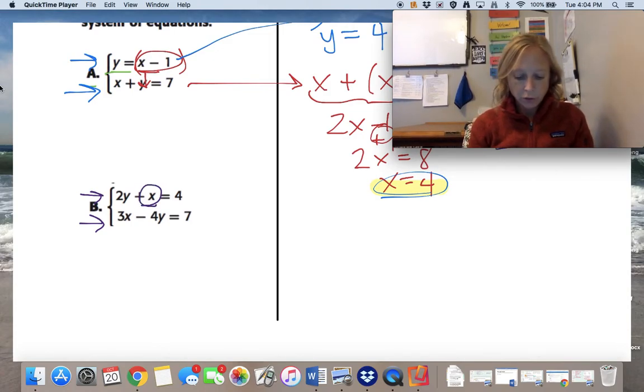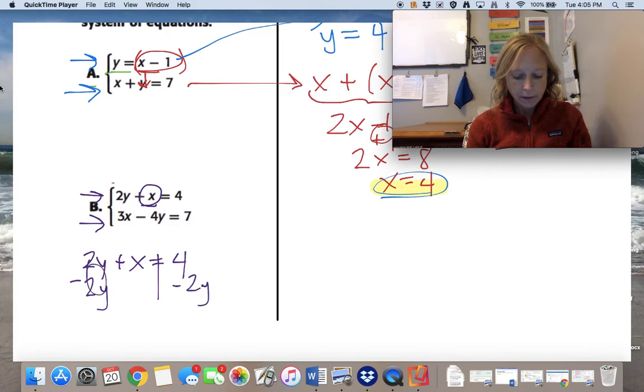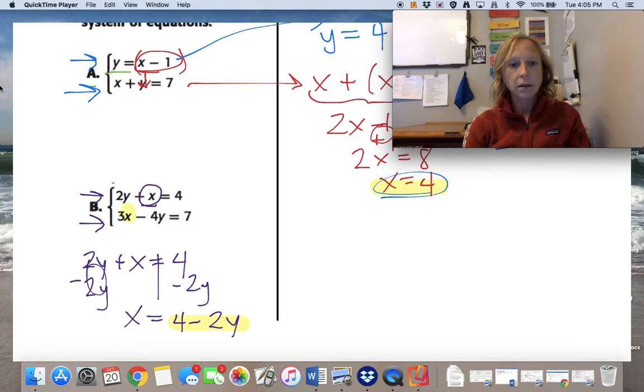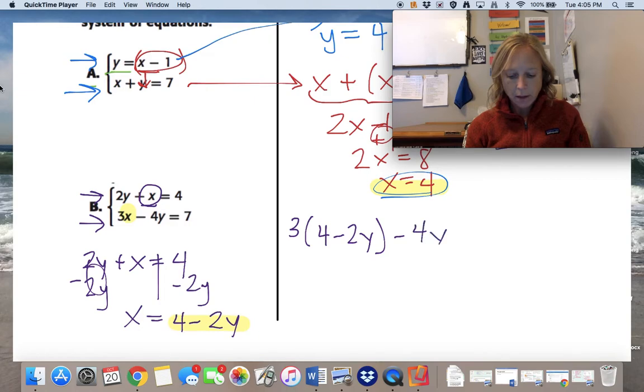All I have to do to make this equation be just x equals, I've got my 2y plus x equals 4, is just subtract 2y from each side. So x is equal to 4 minus 2y. Now I can take what x equals and drop it in for the x in the other equation. So let's write that out. I'll have a 3, and then instead of x, I'm going to put in that 4 minus 2y, minus 4y equals 7.